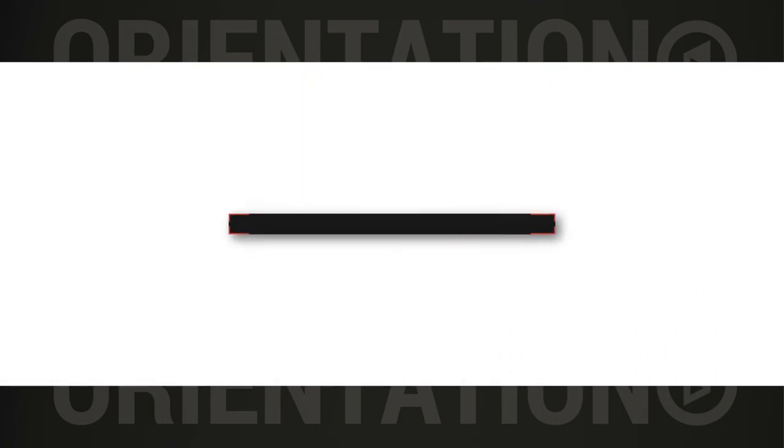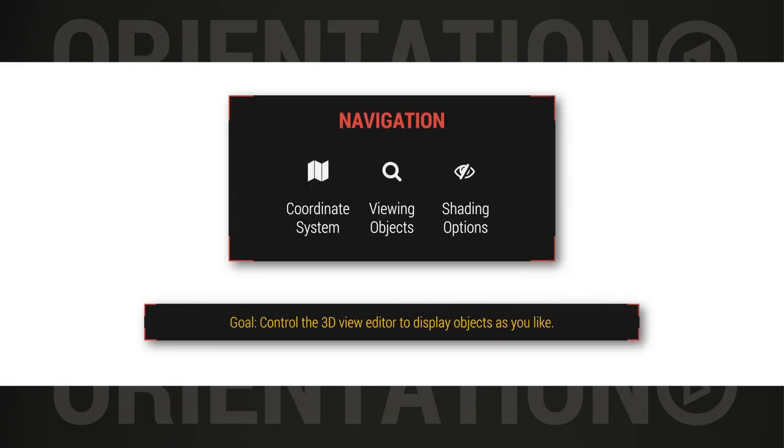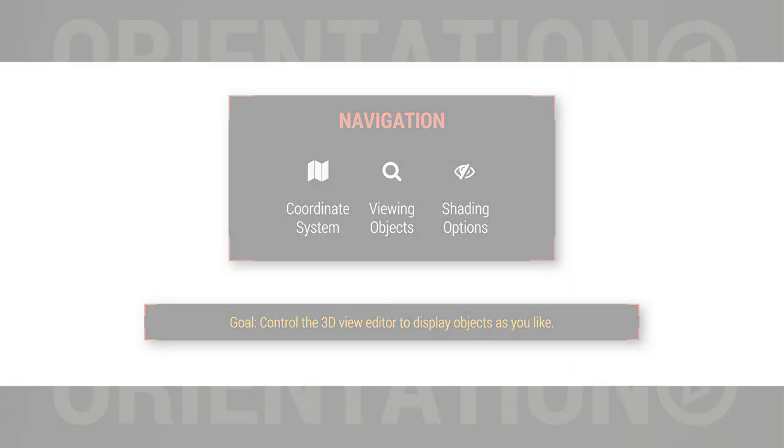Our next and final topic in the orientation series is about navigating. We'll begin by talking about the coordinate system used in 3D space. We'll move on to the particulars of viewing objects in the 3D view editor, and finish with a look at viewport shading options. By the end of this topic, you'll feel pretty confident with controlling the 3D view editor and seeing a given object as you desire.